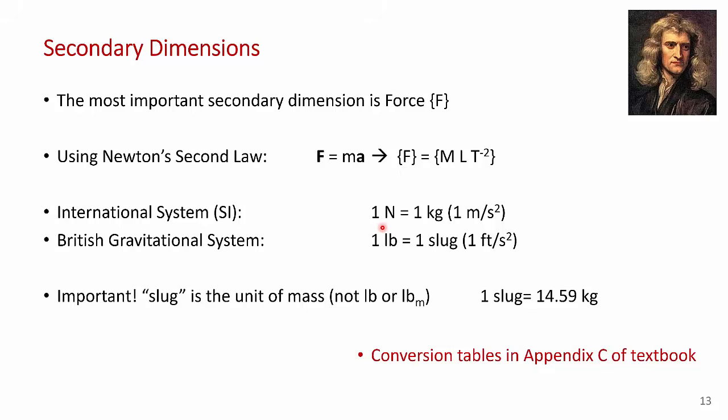And of course, you know that a Newton is a kilogram meter per second squared. And so similarly, in the British gravitational system, 1 pound force is 1 slug foot per second squared. So be careful. Slug is the unit of mass, not pounds or pounds mass. And if you go to the conversion tables in the back of your book, you'll see that 1 slug is equal to 14.59 kilograms. So be careful of that. Always convert your weights, if you want to get mass, you've got to divide by g. You've got to divide by 32.17 foot per second squared to get the mass in slugs.